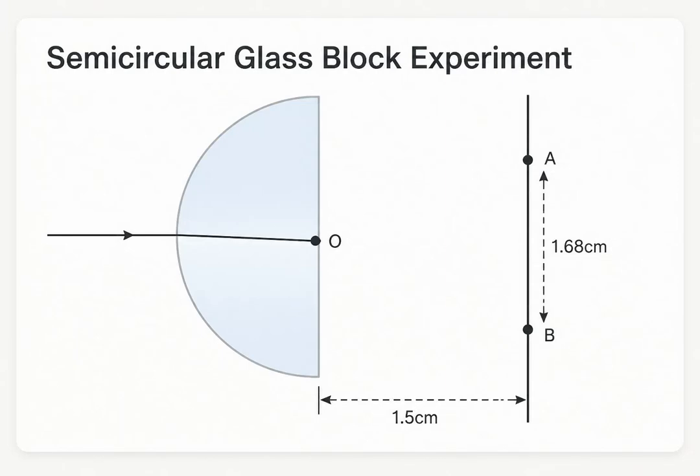Consider a classic experiment using a semicircular glass block. A light ray passes through the curved side, hits the flat face, and forms a bright spot on a nearby screen. If we slowly rotate the block, the spot moves down the screen and suddenly disappears at a specific distance. Why? Because as we rotate the block, the angle of incidence increases until it just exceeds the critical angle, causing total internal reflection. The light is trapped inside, so the spot vanishes.